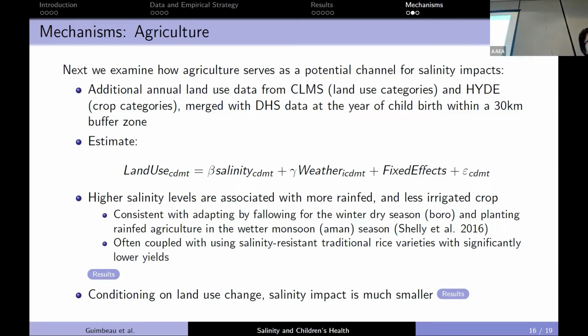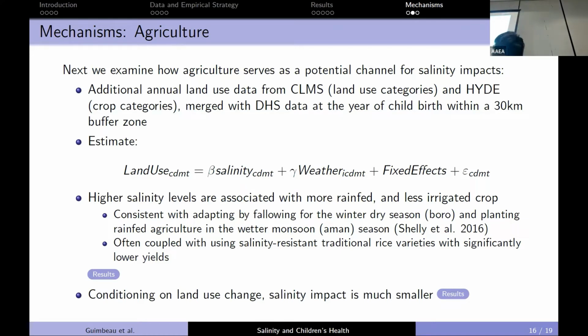Now, what we find is that if a particular cluster and then a buffer around that cluster is exposed to higher salinity levels or higher salinity shocks, they're shifting into more rain-fed and less irrigated crops, which the literature has sort of documented as a local effective adaptation strategy.